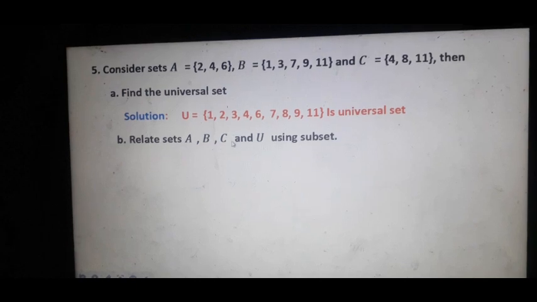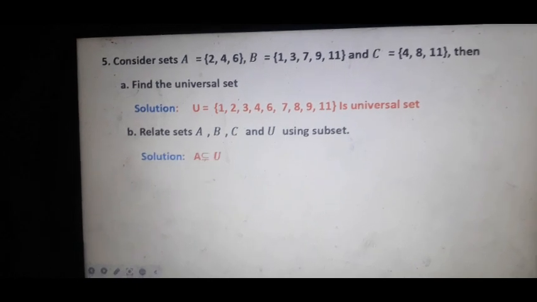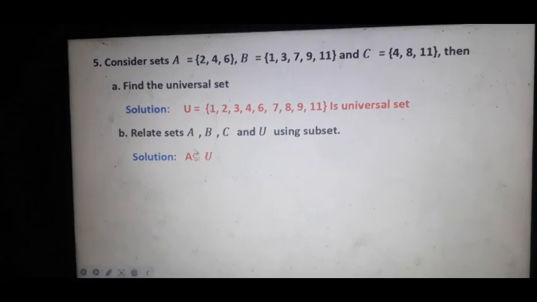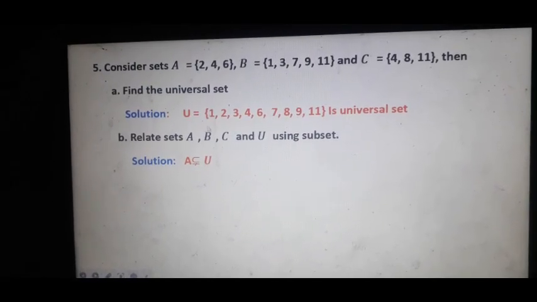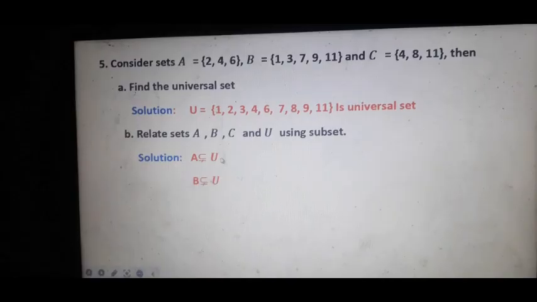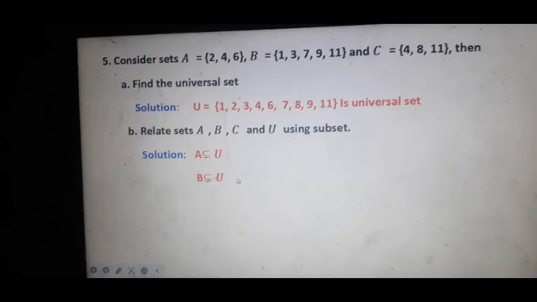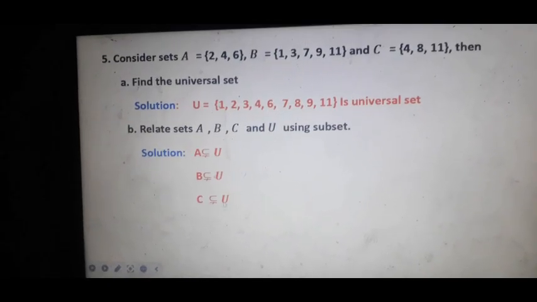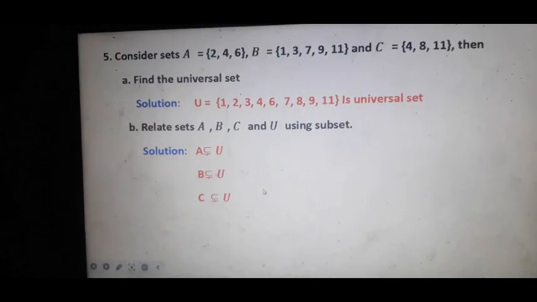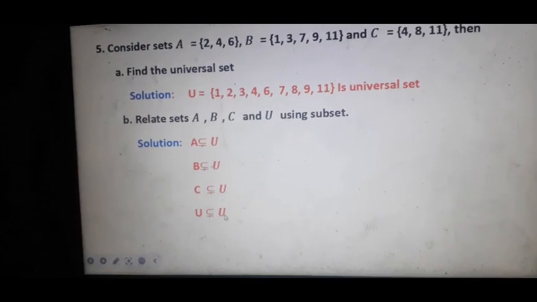Relate sets A, B, C and U using subset. A is a subset of U. B is also a subset of U. C is a subset of U. U is a subset of itself.